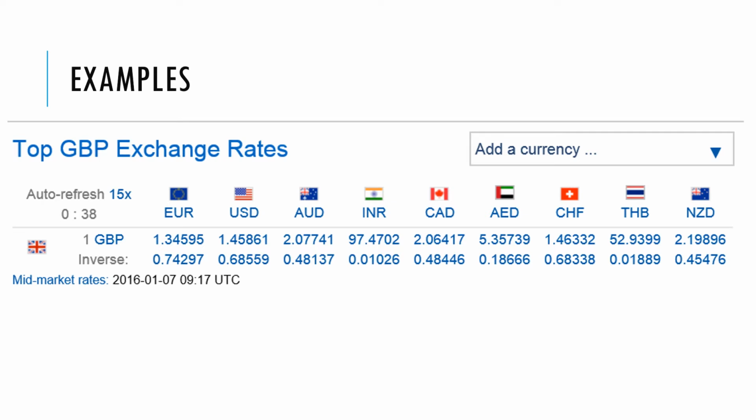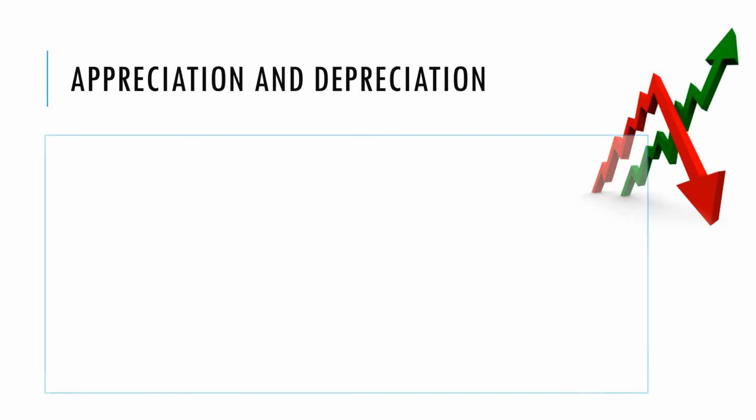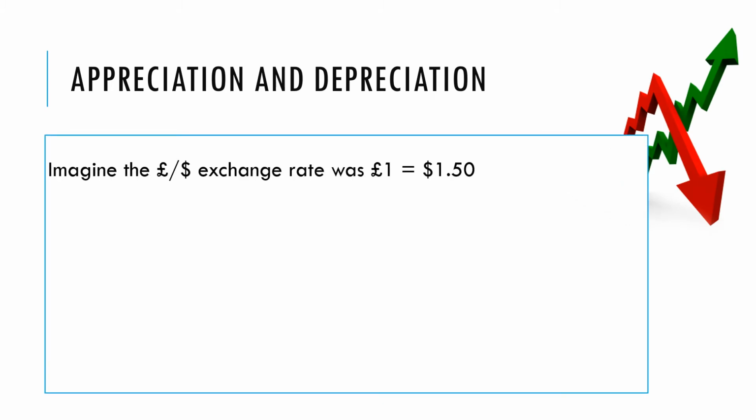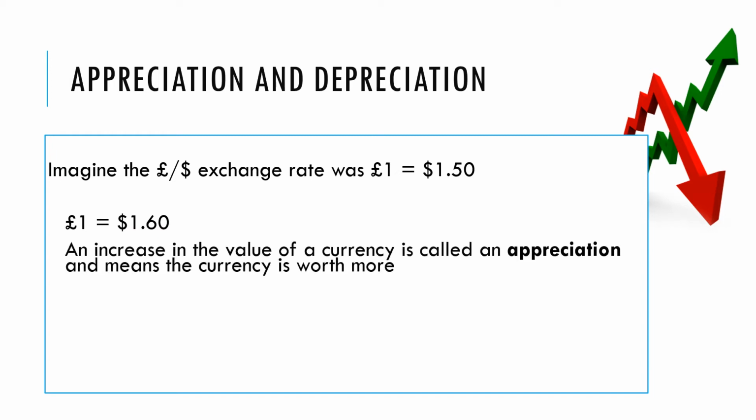These are exchange rates. So let's then imagine a scenario where the pound-dollar exchange rate was £1 is $1.50. Now if the value of the pound increased, so that £1 was now worth more, you would get $1.60 for your pound, we would say the value of the pound has gone up. And the key term we would use to describe this is an appreciation.